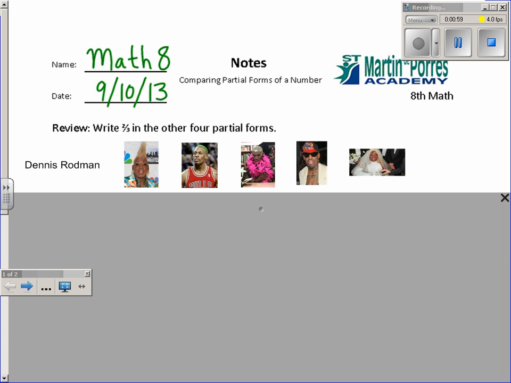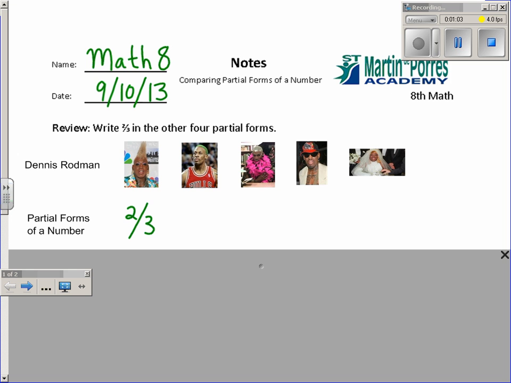Well, same thing with partial forms of a number. 2/3 can be dressed up different ways. 2/3 can also be dressed up as a decimal. Can also be dressed up as a percent. Can be dressed up as a ratio. And can also be dressed up visually. Here's our 3 with 2 of them colored in.